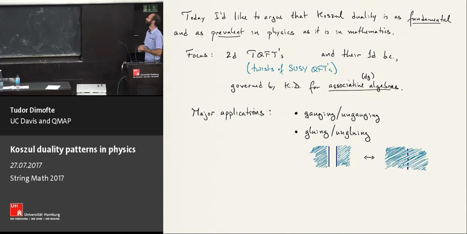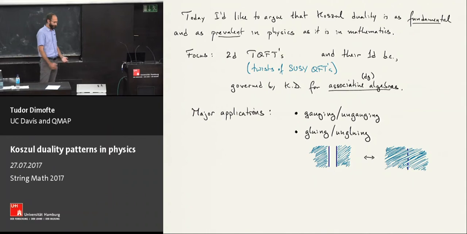There are two major applications that have come out of this. One of them is some more formal understanding of how gauging and ungauging works in topological theories and perhaps in more general theories. The other one has to do with gluing and ungluing. I'll talk a little bit about that at the end.